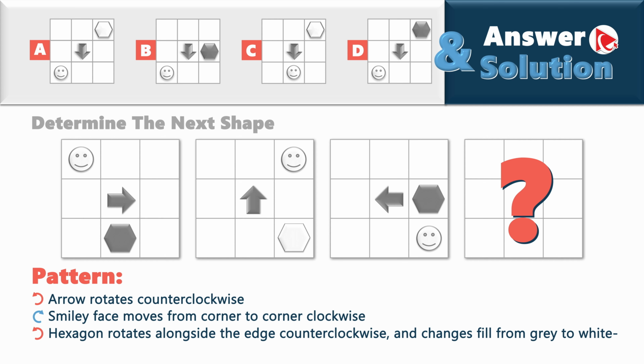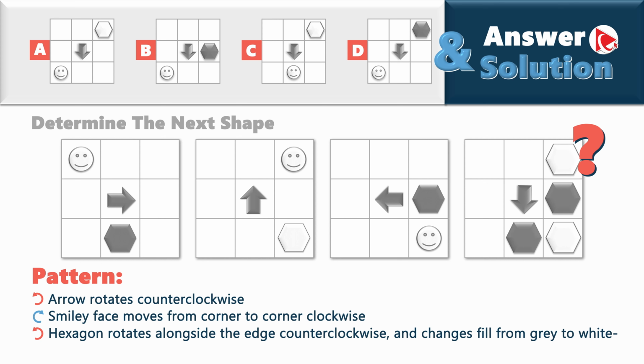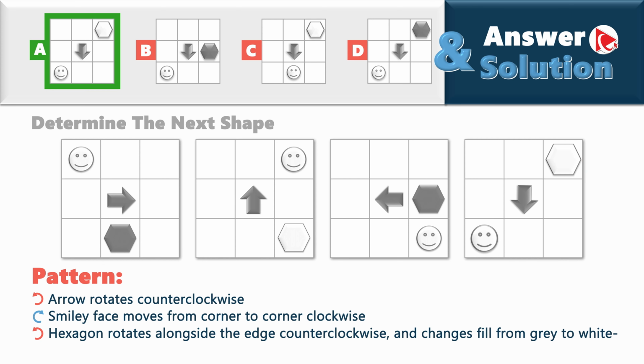With that in mind, let's determine the final shape. Based on our logic, the arrow should be pointing at 6 o'clock. The hexagon should have white fill and should be in the upper right corner, and smiley face should be on the opposite side of hexagon in the bottom left corner. So the correct answer here is choice A.